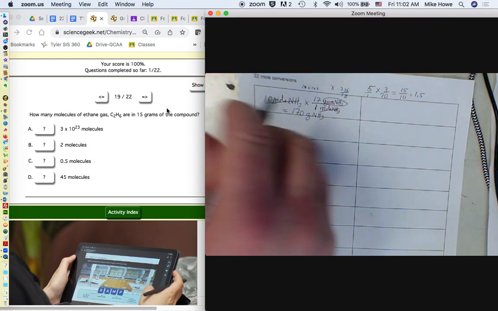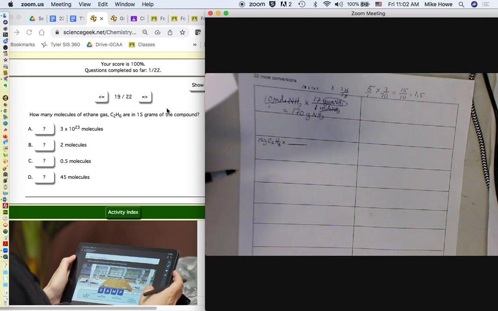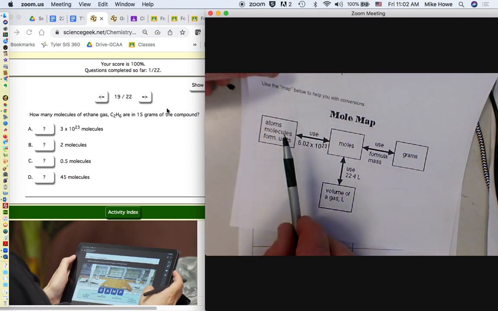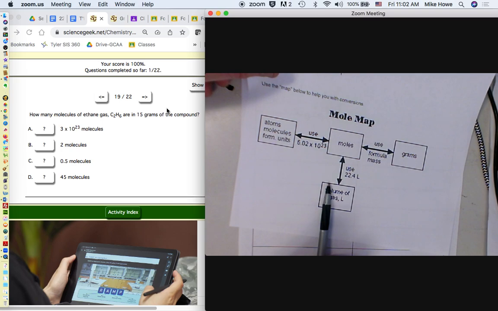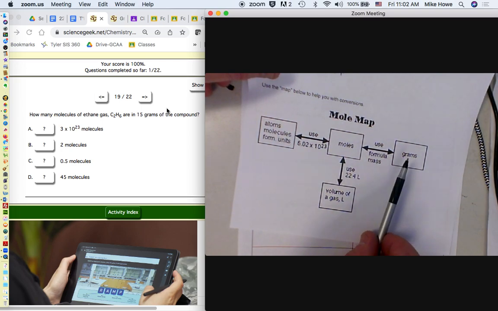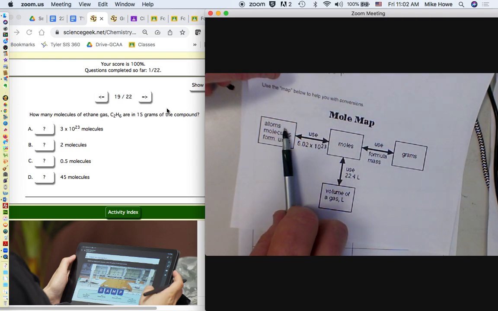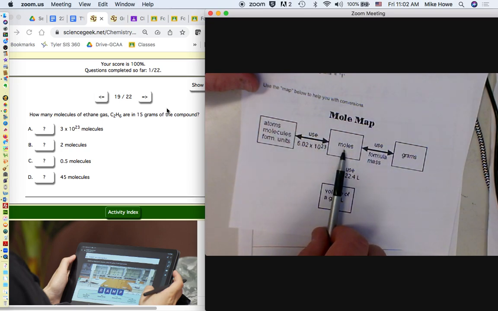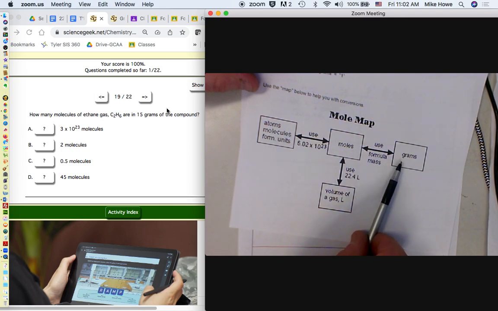All right, now you have to decide where you are on the mole map. So we have grams. We're trying to get to molecules. So think to yourself, am I here, here, here, or there? 15 grams. Where are you? So you'd be here. So grams, I'm trying to get to molecules. Molecules way over here. So this is a two-step problem because along the way, in between grams and molecules, is moles. So we're going to change grams into moles and then change moles into molecules.